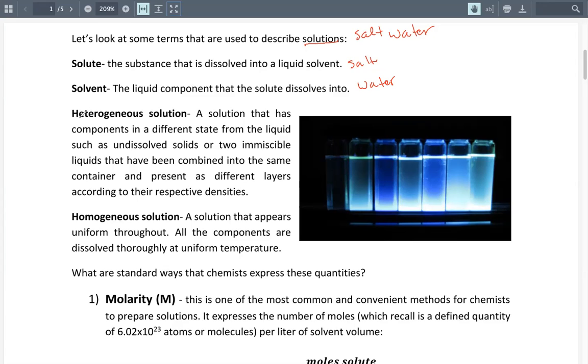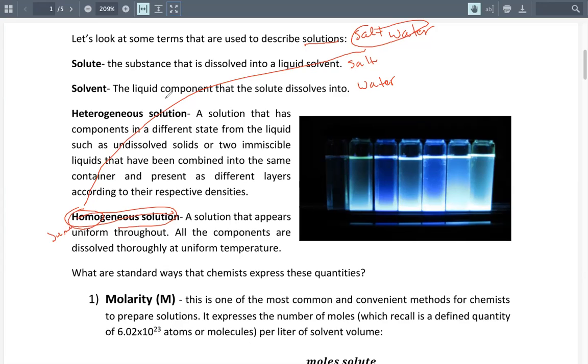When you can do that, you're talking about a homogeneous solution. Salt water would be what is called a homogeneous solution, a solution that appears uniform throughout. Looking at salt water, I cannot pick out the salt from the water. It's all together, it's in one system, it's homogeneous, homo meaning same. They are the same solution.